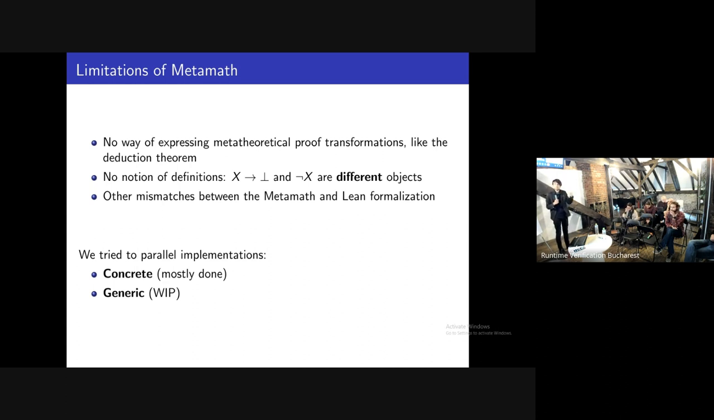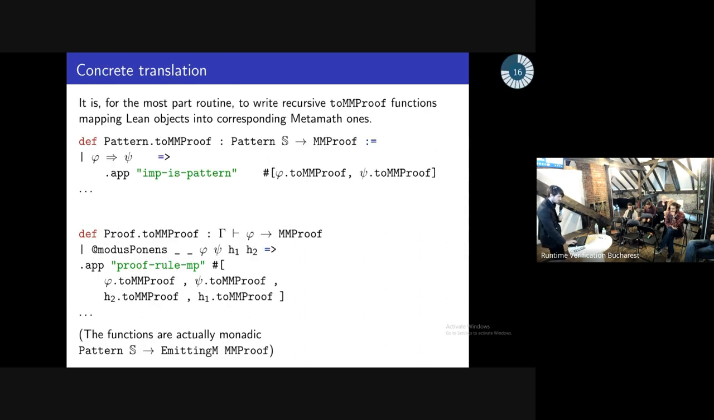One which works at this point for a large class of cases. There are some missing cases, and also something that is more experimental, called here the generic implementation. So just emitting Metamath proofs is rather routine. I won't go into detail here, because you can just recurse on the proof and just translate it essentially.